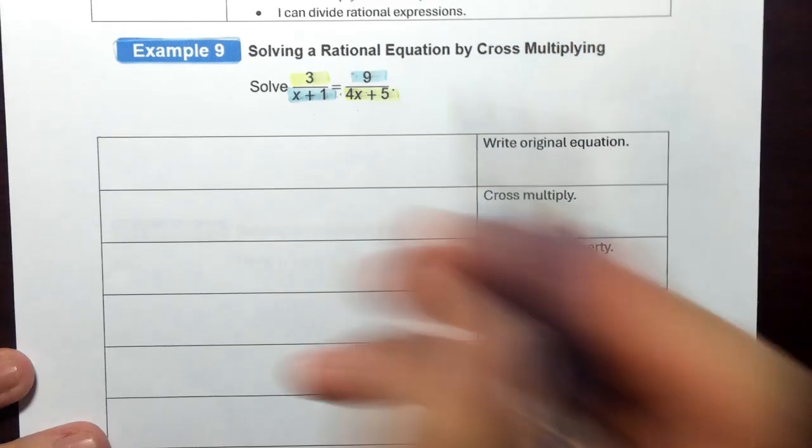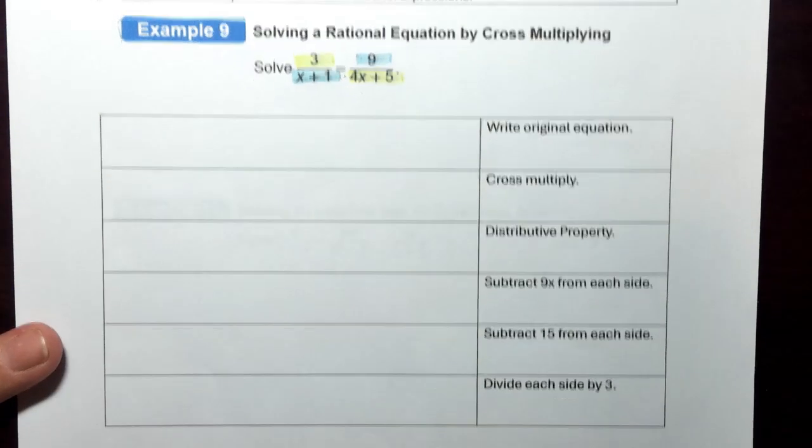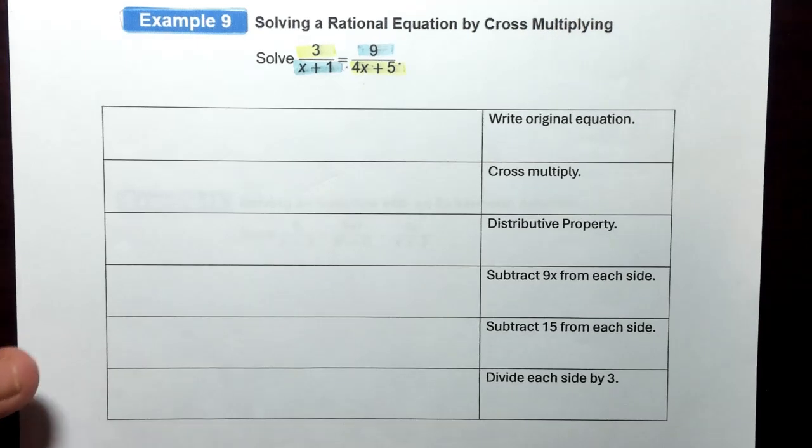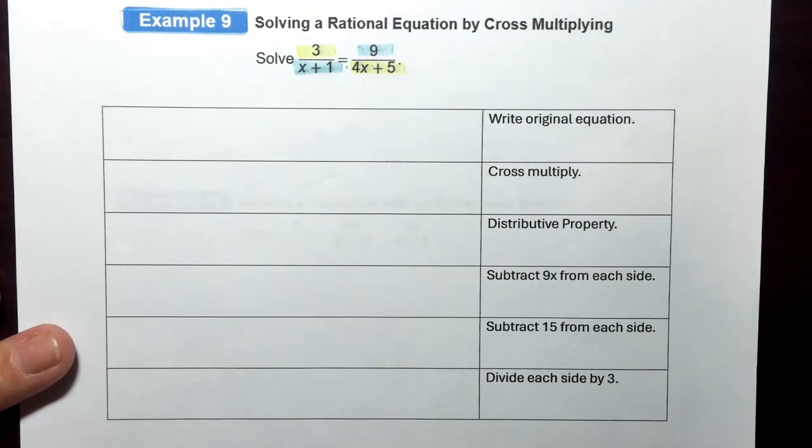All right, so write the original equation. I mean, that's a given. Then we're going to cross multiply.